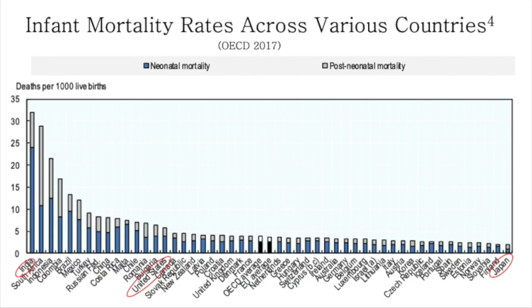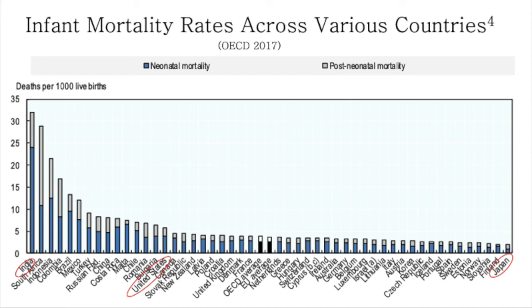So this is the graph that I was talking about that compares the infant mortality rates on a chart of the 3 countries we'll be talking about, as well as many others. And it even divides it further into neonatal mortality, which is defined as deaths of children under 28 days old per 1,000 live births, and then post-neonatal mortality, which is deaths of children between 28 days and 1 year of age per 1,000 live births.